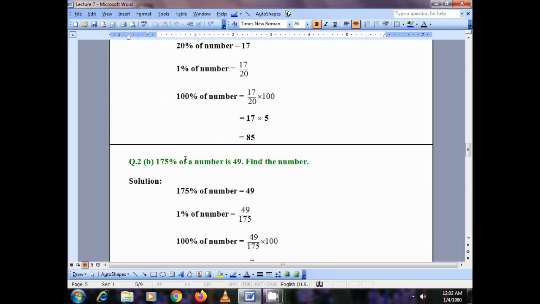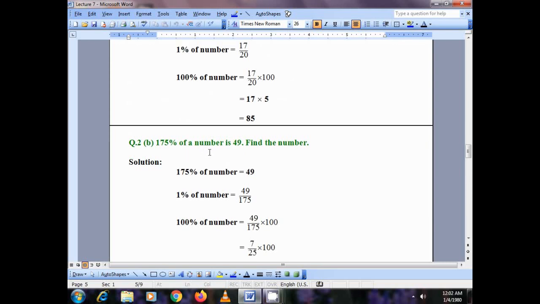Second part of this question, 175% of a number is 49. Find the number. Now we will apply the same procedure we have done in the first part. First of all, it is given that 175% of a number is 49. Let's find 1% of the number, which will be 49 divided by 175.